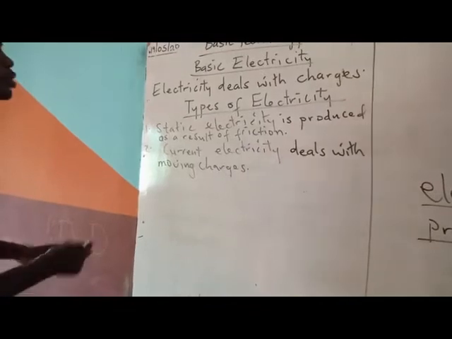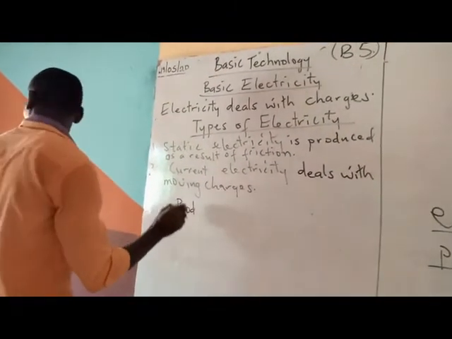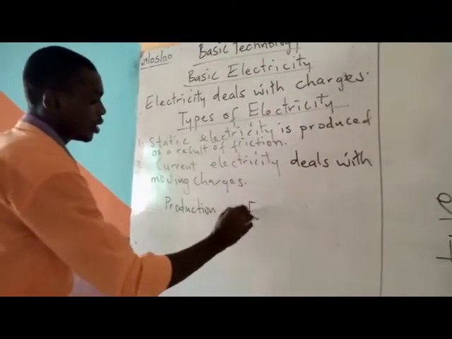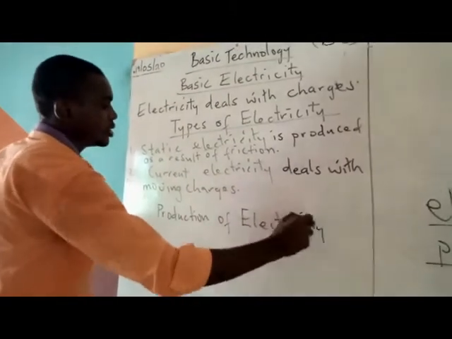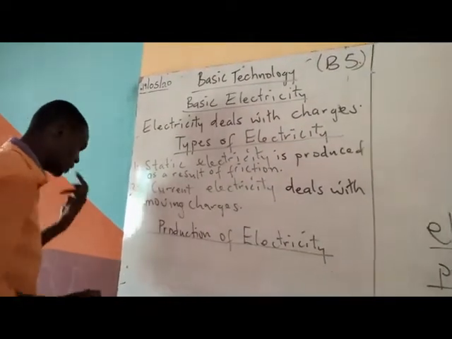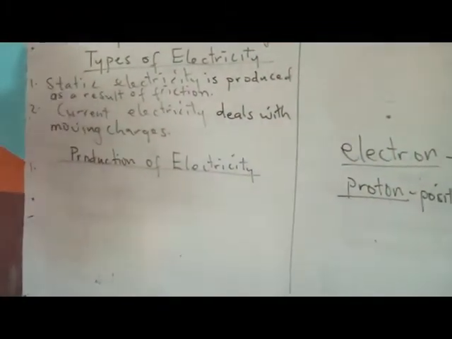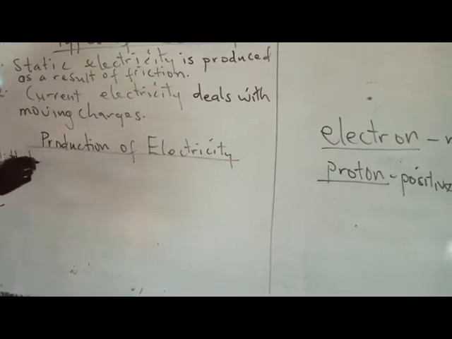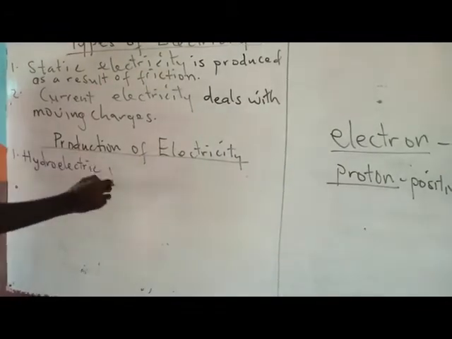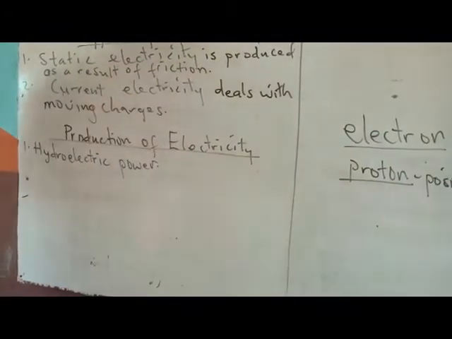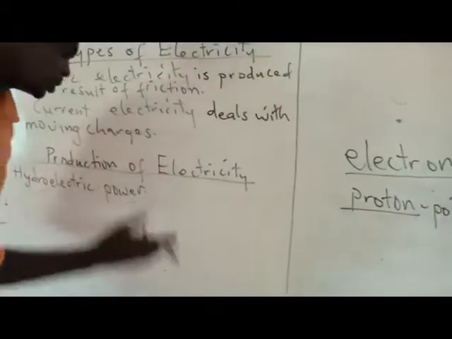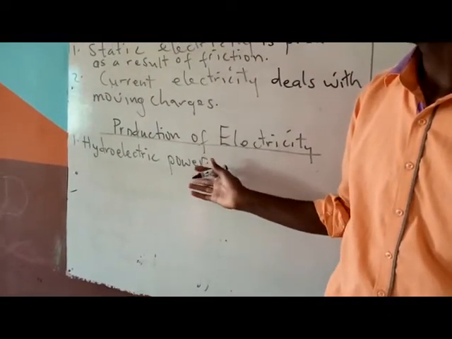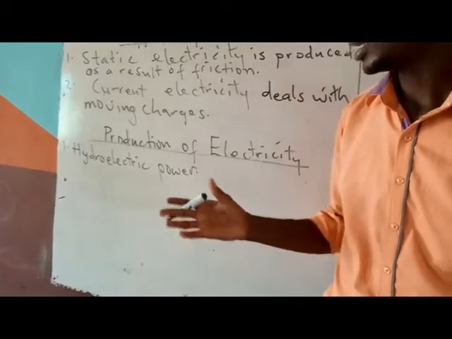Now next we look at production of electricity. There are various means of producing electricity. The first means of producing electricity we look at is hydroelectric power. Now what is hydroelectric power? This is a means of producing electricity. Hydroelectric power involves electricity being produced through moving water, like a river.